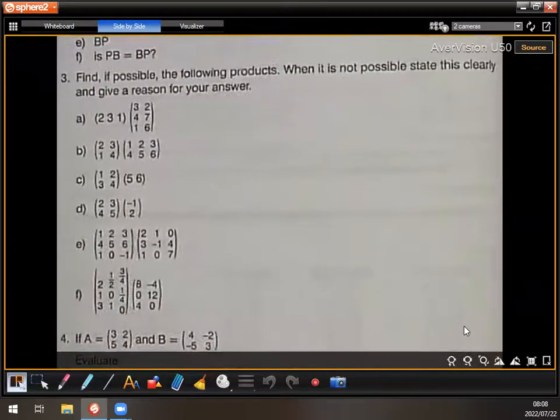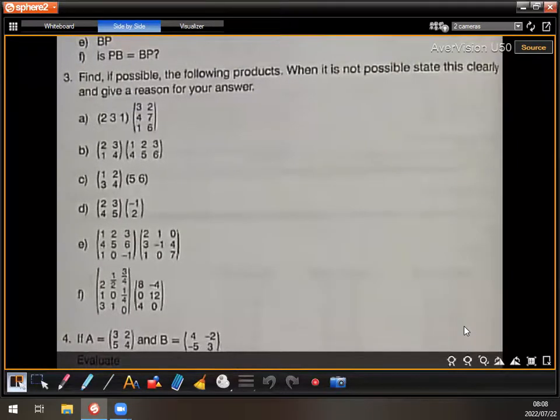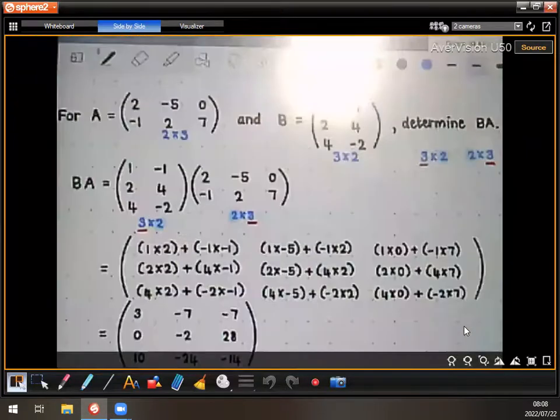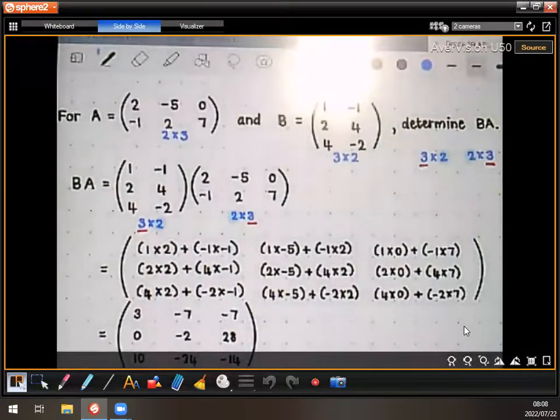The thing is, it's the same process over and over again. Okay, guys, this is exercise 8.1. If you want to take a heading, but it's from the old textbook, so you guys don't have this textbook. So you can also just take a picture of that. It says there, find if possible the following products. They won't all be possible, but some of them will.